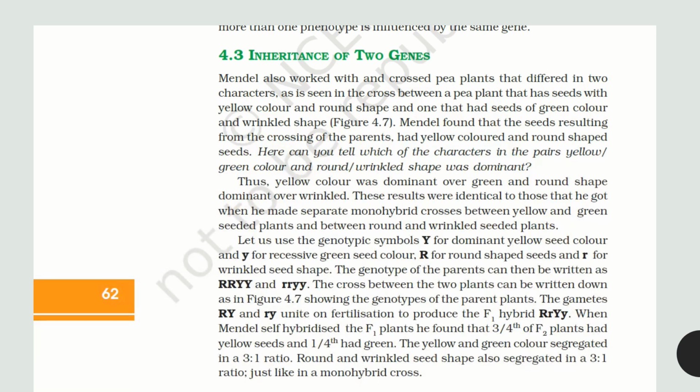Here we are going to start with the inheritance of two genes. Mendel also crossed pea plants with two different characters. Till now in the monohybrid cross we crossed with a single character. Now we are crossing pea plants having two different characters, as seen in the cross between a pea plant with seeds of yellow color and round shape, and seeds of green color and wrinkled shape.